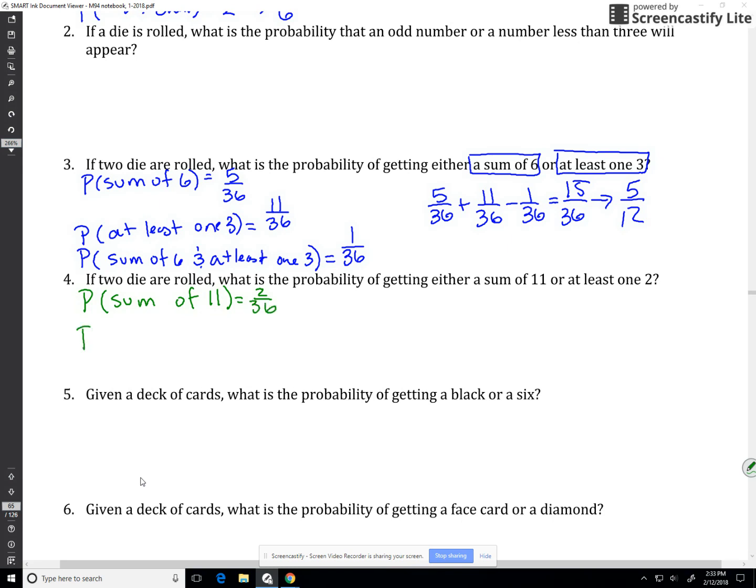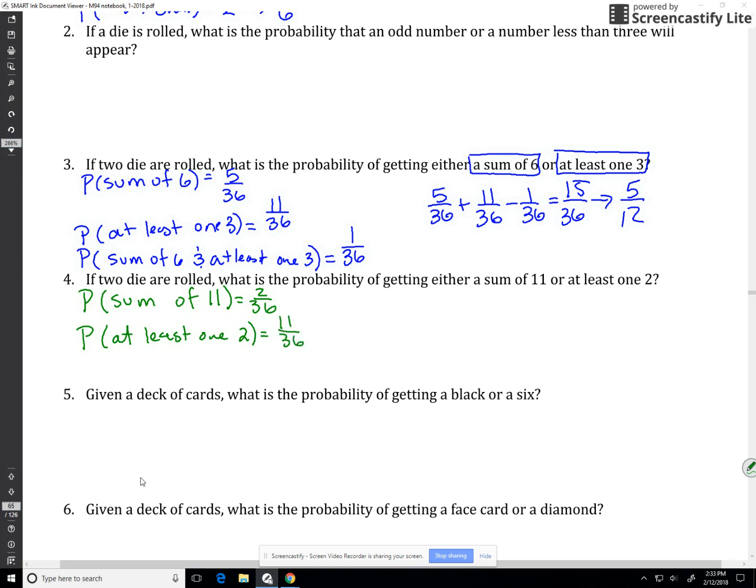Now the probability that I get at least 1 2. So that's all the outcomes where I could get a 2 first, then all the outcomes where I could get a 2 second, and then that one outcome where I get a 2, 2, and that's how I come up with the 11 out of 36.